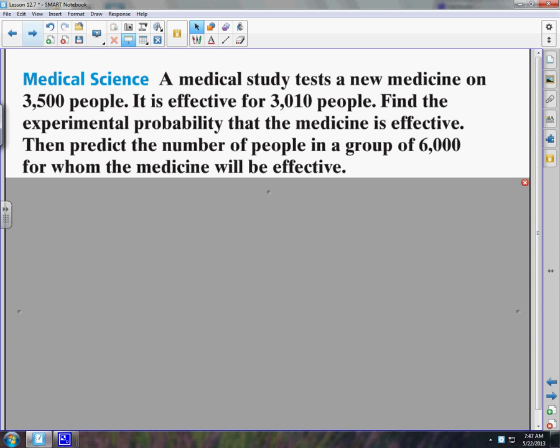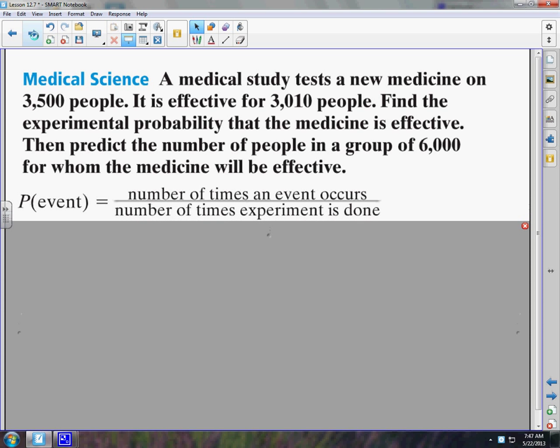So here's an example. It says, a medical study tests a new medicine on 3,500 people. It is effective for 3,010 people. Find the experimental probability that the medicine is effective. Then predict the number of people in a group of 6,000 for whom the medicine will be effective. So first I need to figure out the probability of the event, which is the number of times an event occurs divided by the number of times the experiment is done.